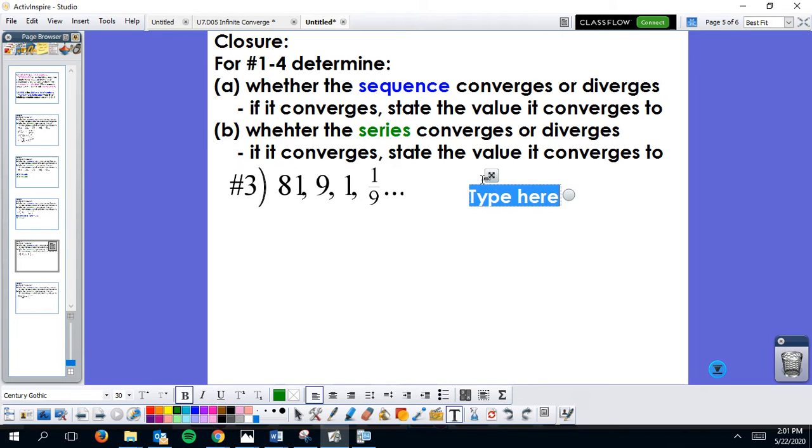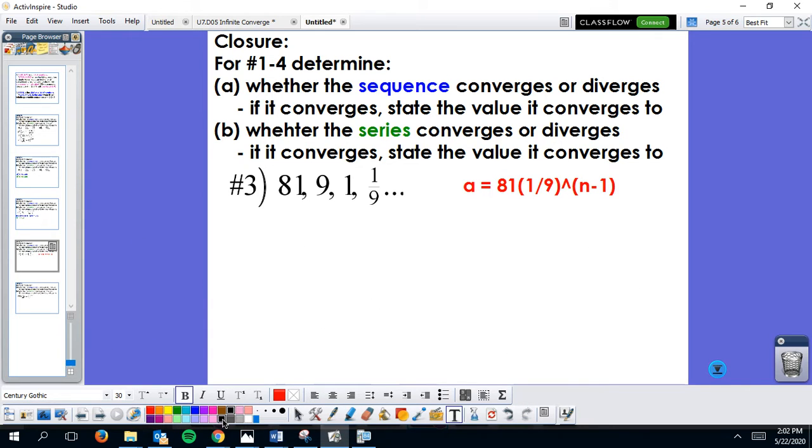Number 3, we have a list of numbers 81, 9, 1, 1/9. Okay, so I can tell that this is, I'm going to use a different color, let's go with red. A equals the first term times the ratio, which is 1/9, because I can tell I'm multiplying by 1/9 to get from 81 to 9. And then 9 times 1/9 is 1, and 1 times 1/9 is 1/9. And then we raise it to the n-1. I'm typing, so this is kind of challenging to show. But that is the equation.